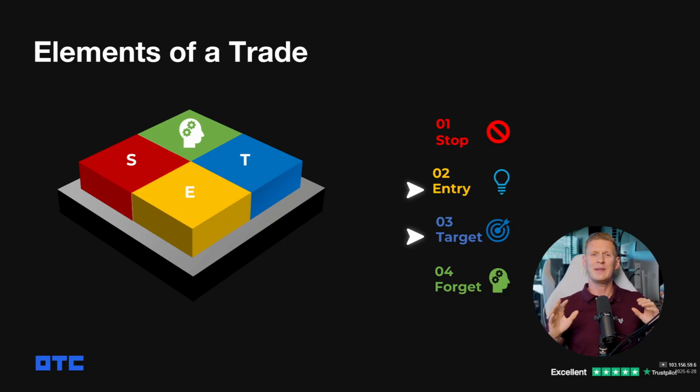First, stop. Limiting losses. Your stop is where you exit if the market moves against you. This is your safety net. Without it, small losses can spiral out of control. Every professional trader uses a stop. A stop is the most important element of a trade, and that's why we also talked about it first.